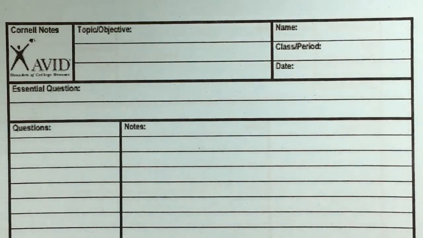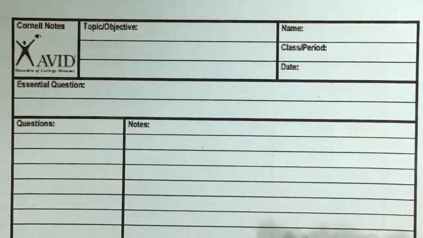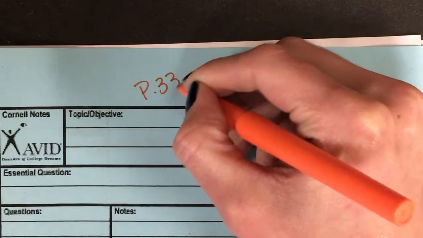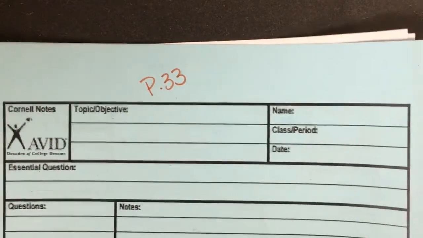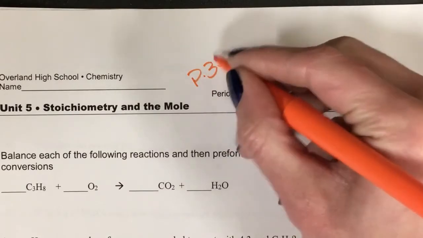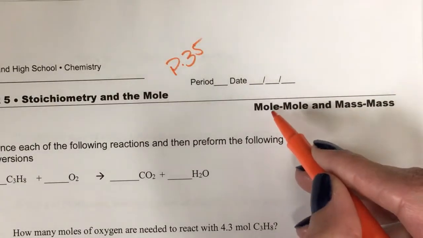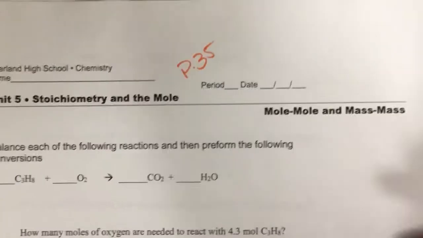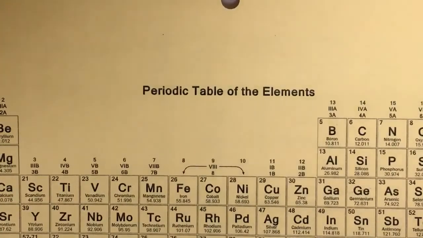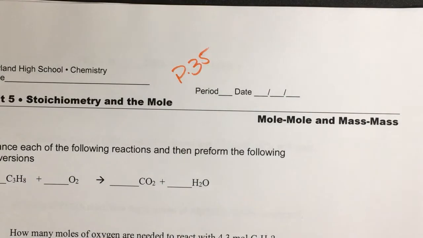Okay guys, so for today's video you're going to need a couple of things. Our notes are page 33. Our worksheet is page 35 and it looks like this, mole to mole and mass to mass. I'm also going to want a periodic table and I'm going to need a calculator.